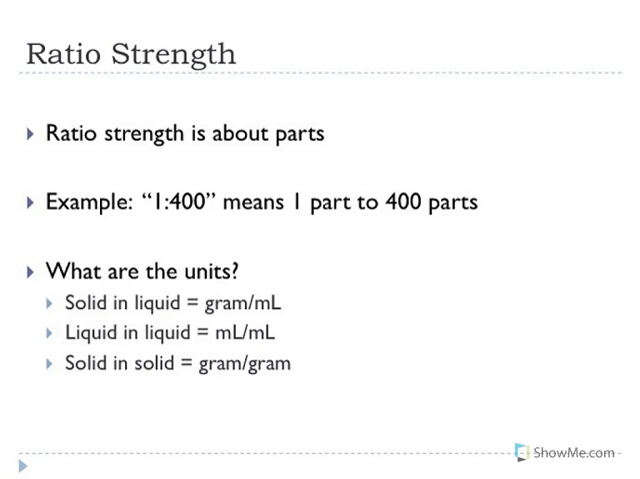So let's move on and talk a little bit about ratio strength. Ratio strength, unlike percentage strength, is about parts. So in this case, it's always going to mean 1 part to x parts. And so the consistent here is that the numerator is always going to be 1. The units are easy though. It's the same as before.